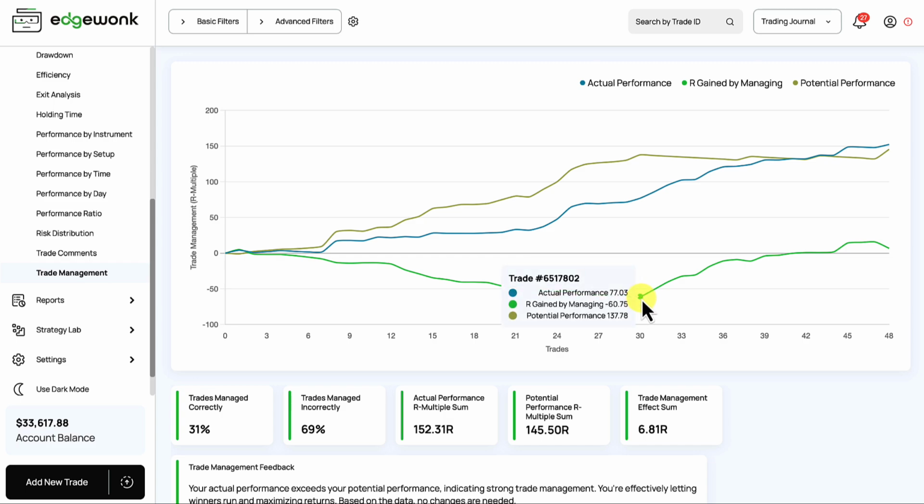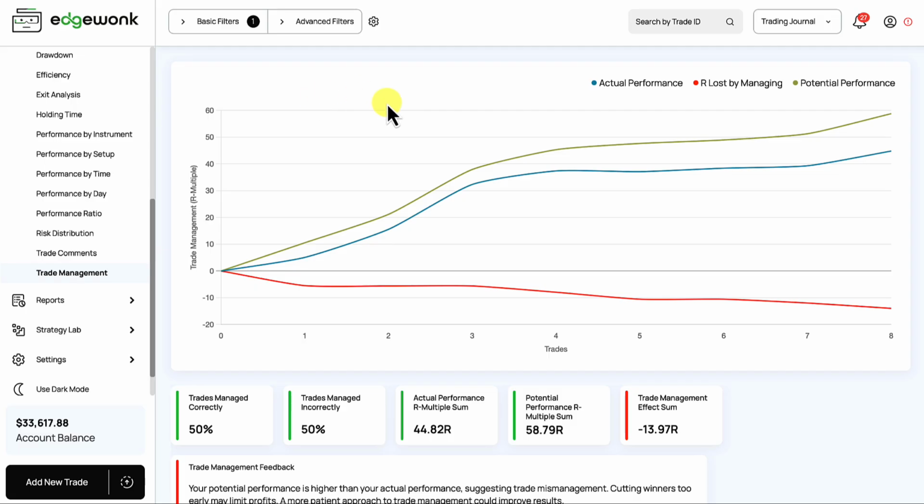So here at the worst point, you can see when we hover over this graph, R gained by management is minus 60. So the trader has lost minus 60 R by manually interfering with their trades. If you risk, for example, 1% per trade, that would have been a loss of minus 60% that you could have made more. If you risk 2% per trade, the trader could have made 120% extra in his trading performance. Of course, it's not always that drastic, but looking at the difference between actual and potential performance can often really be a big confidence boost when you see what you should actually be doing.